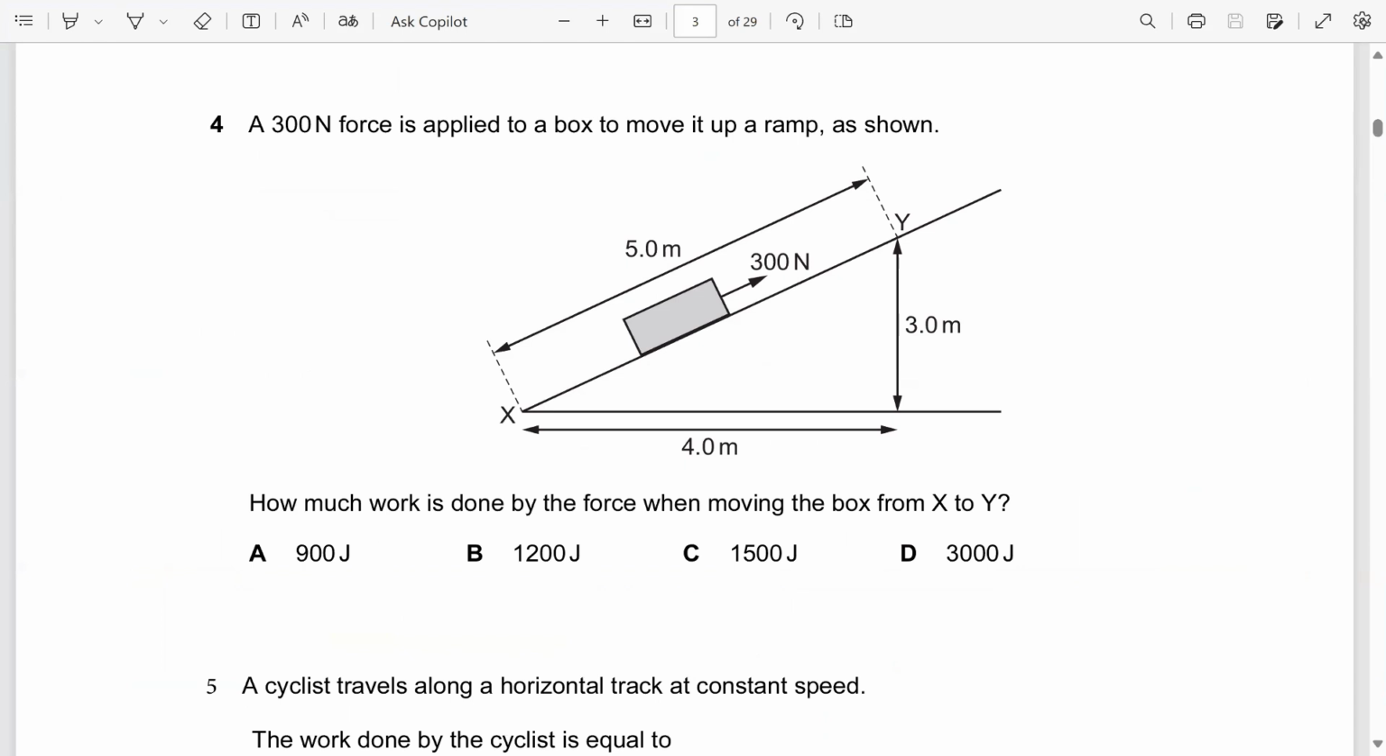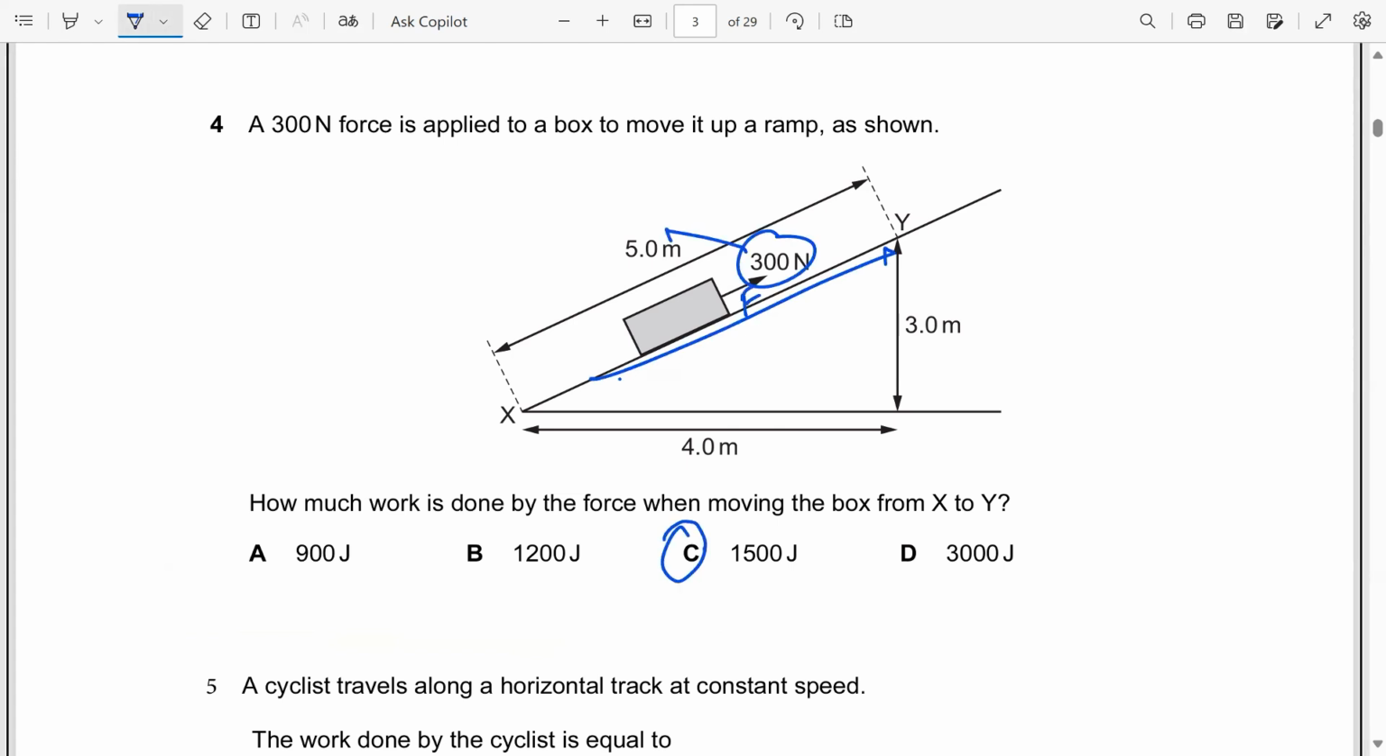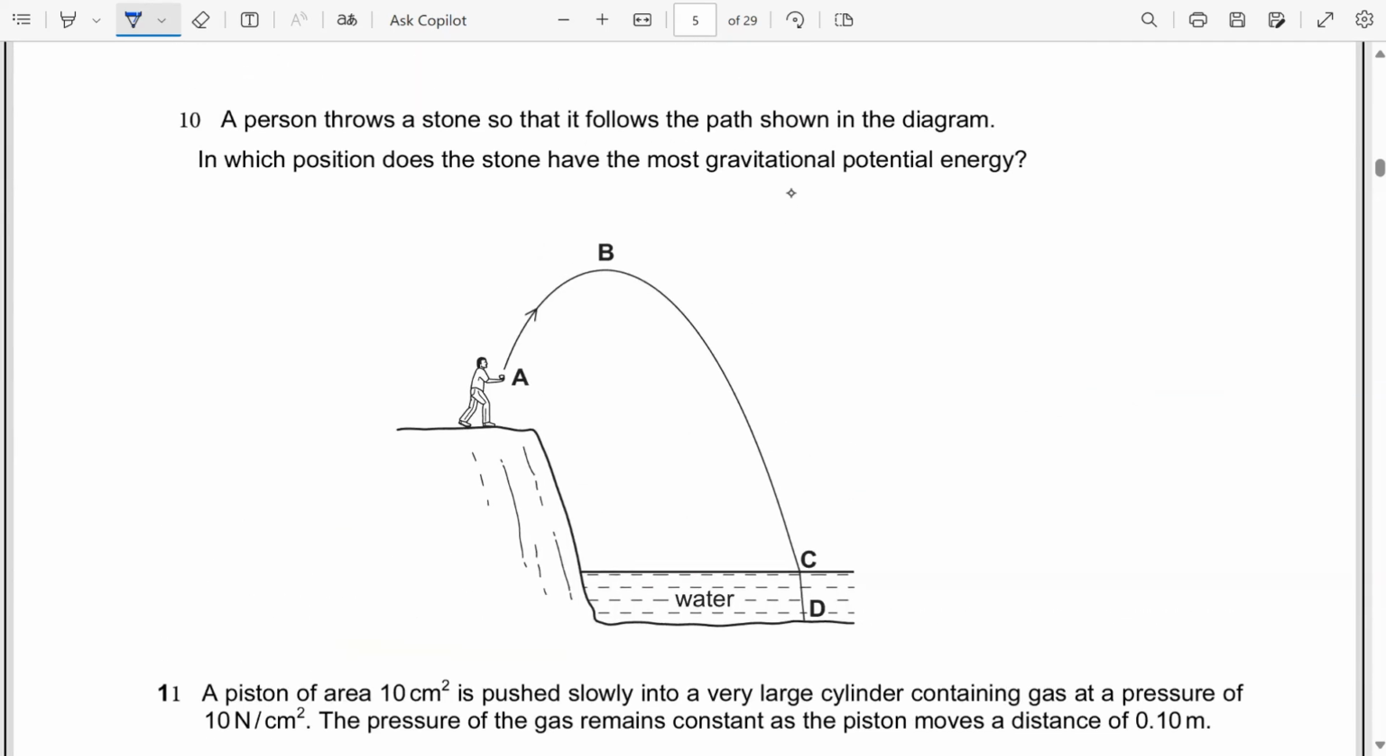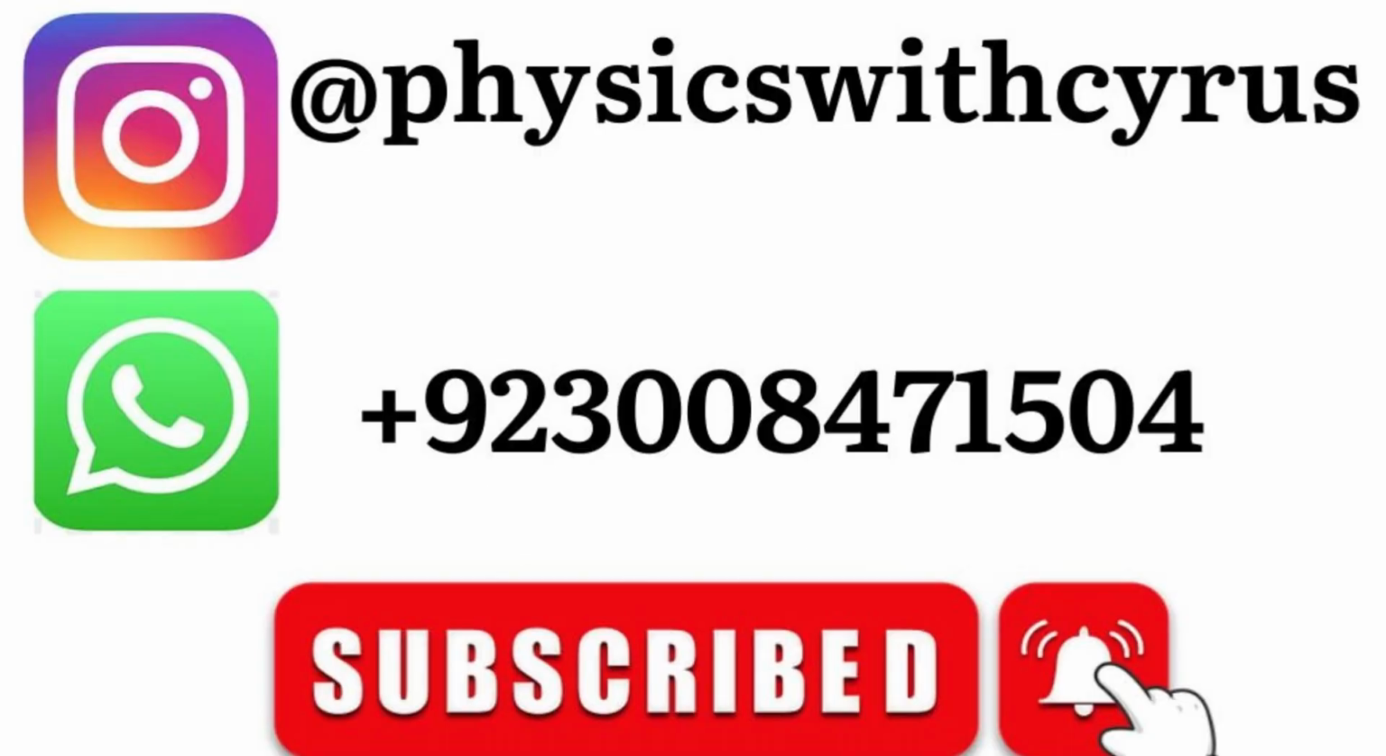300 Newton force is applied to a box to move it up a ramp, as shown. How much work is done by the force when moving the box from x to y? 300 को आप 5 से मल्टीप्लाई करेंगे, क्योंकि फोर्स इस डायरेक्शन में और डिस्टेंस भी इसी डायरेक्शन में. 1500, राइट? किस पॉइंट पे ग्रेटेस्ट ग्रेविटेशनल पोटेंशियल एनर्जी है? बी पर. जहां पे हाइट ज्यादा होगी वहां पे हमेशा ग्रेविटेशनल पोटेंशियल एनर्जी भी ज्यादा होगी.